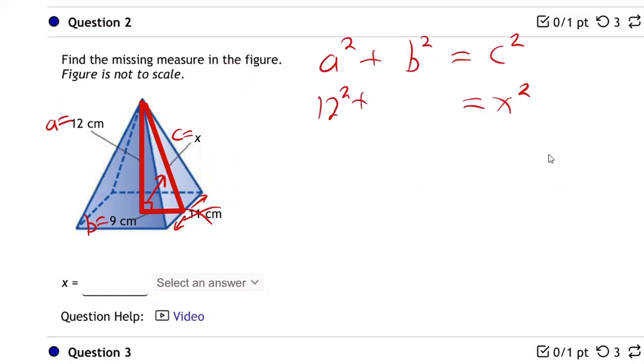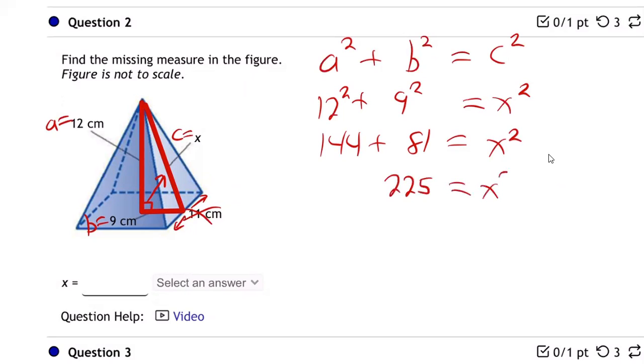It doesn't matter what order you put those in. So 144 plus 81, add those up. I'm getting 225 is x squared. And then root it, x equals, and mine came out a nice clean 15. Then it wants you to choose the units, centimeters, because on mine everything's centimeters. So 15 centimeters. So we found X. X must be 15 centimeters.